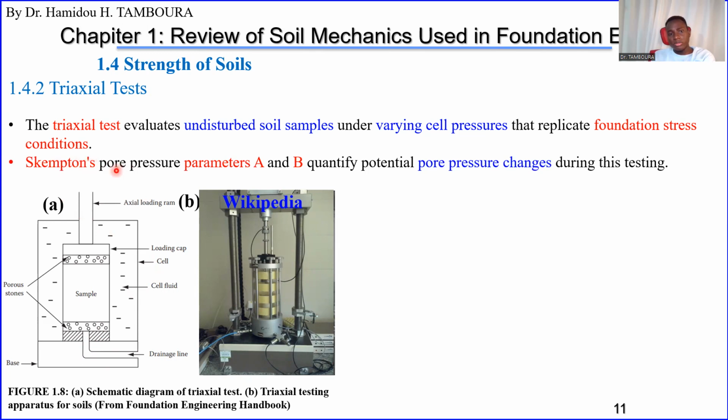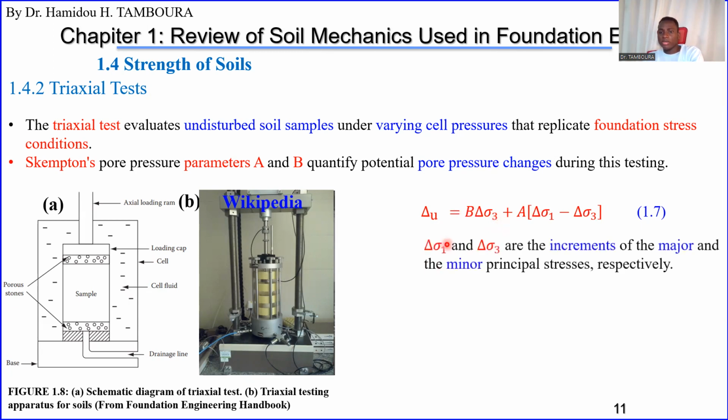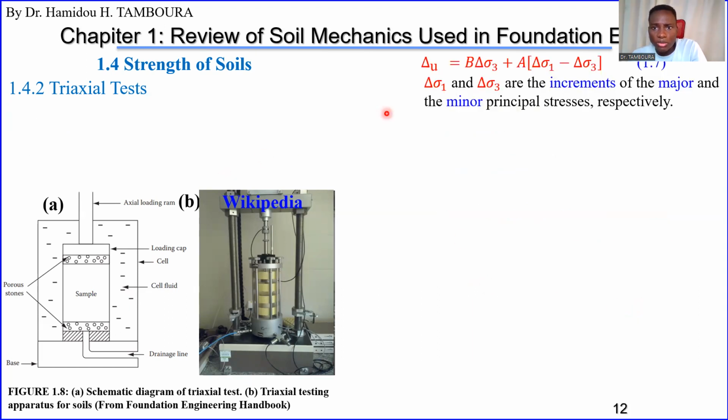Skempton proposed two parameters, A and B, to quantify the potential pore pressure change during this triaxial test, how the pore water pressure will change during the triaxial test. The formula is something like this. The A is here, the B is here, and delta sigma 1 and delta sigma 3 are increments of the major and minor principal stresses, respectively. For those who have studied soil mechanics, they know what I'm talking about. If you need more detail, please check your soil mechanics class again. I put this formula here, this Skempton parameter used in the formula.